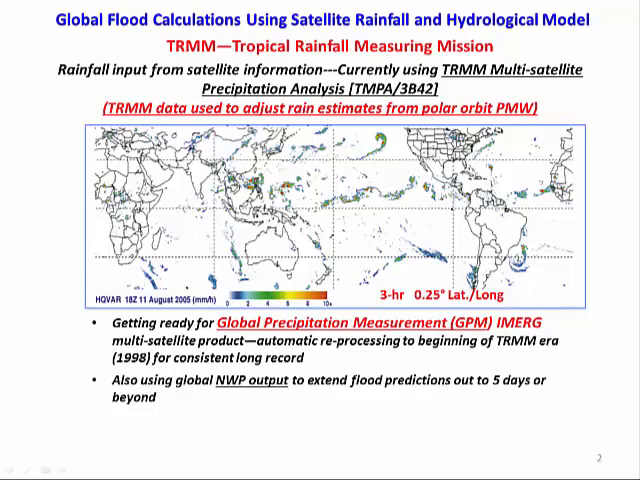We're also using information from numerical weather prediction output, because obviously the real-time satellite observations only go up to current data, and we use some of the numerical model information to move our flood estimates into the near future.